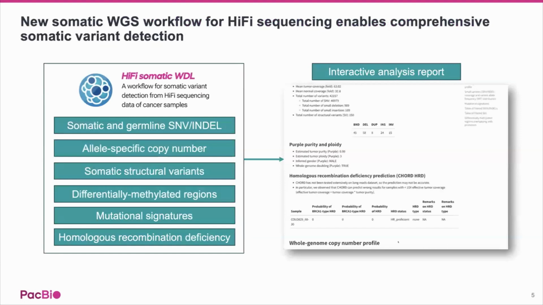We also have a software workflow. This is a WDL workflow that gives you, from the input file, output small nucleotide variants, copy number variations, structural variations, differential methylation, and homologous recombination deficiency.